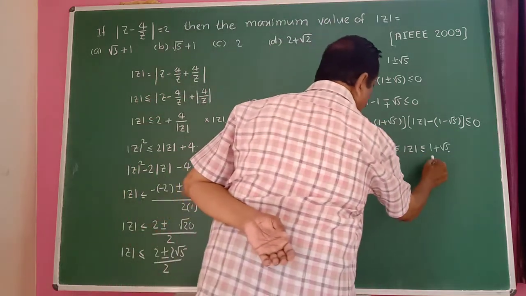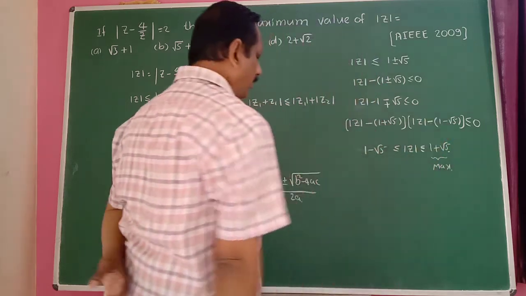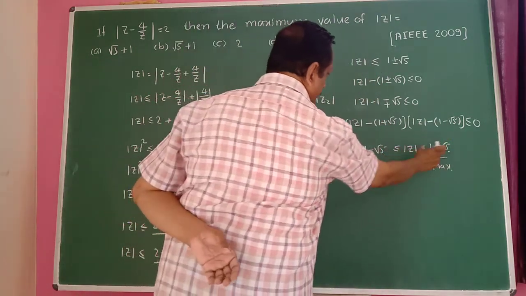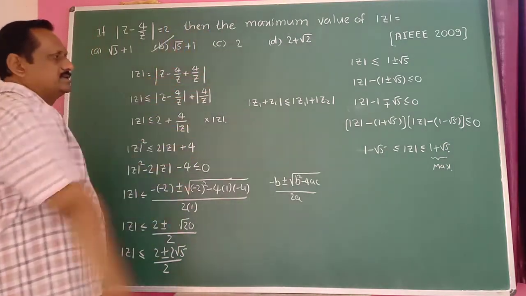Yes, this is the maximum value. Minimum value is this here, maximum value is this one. So therefore root 5 plus 1 is the answer.